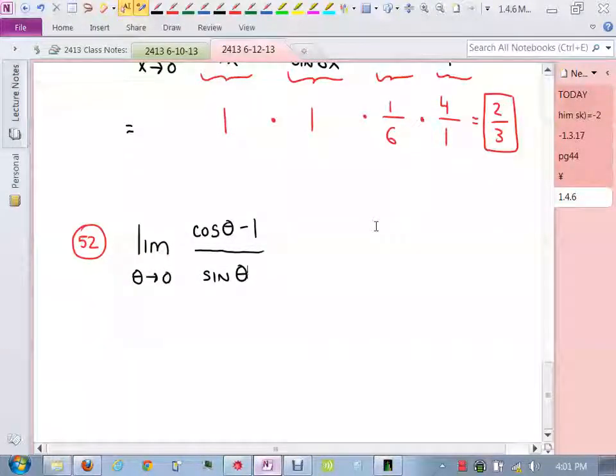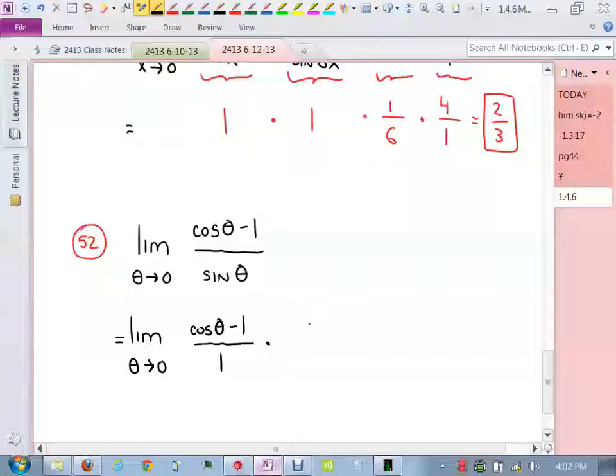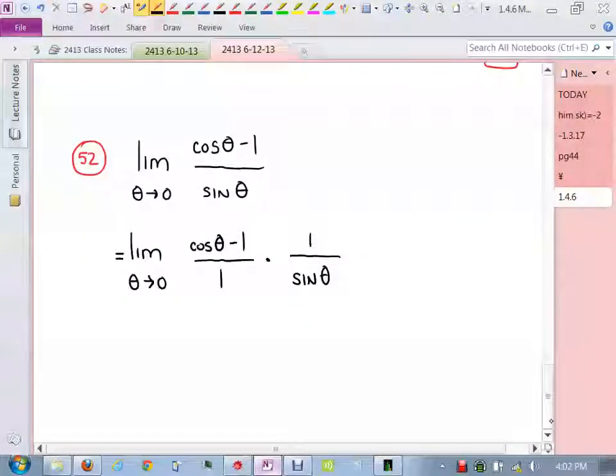So what have I been doing? I've been splitting it apart, right? So let me try and split this. I'm going to go cosine theta minus 1 over 1 times 1 over sine theta.